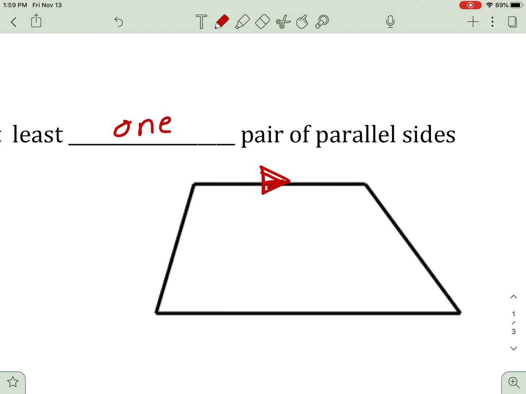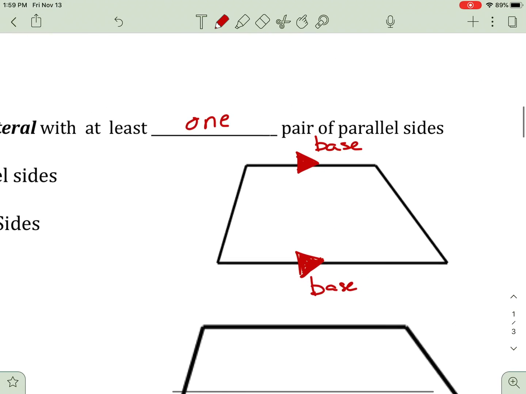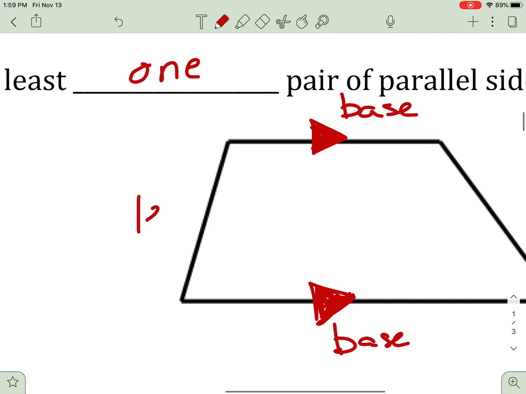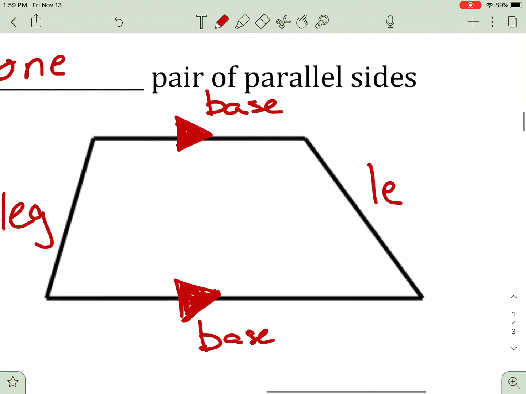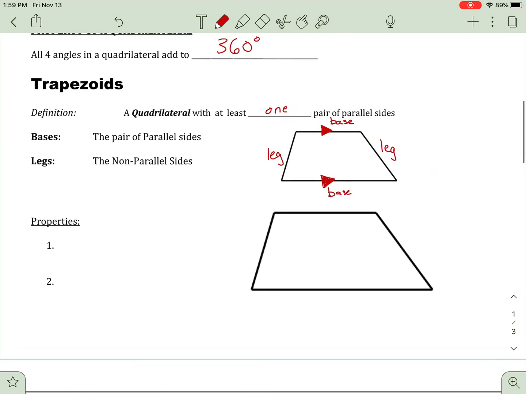And we represent that, remember, with the triangles. So this means that these are parallel. So this is a base, this is a base. And then the non-parallel sides are your legs. They're called legs.